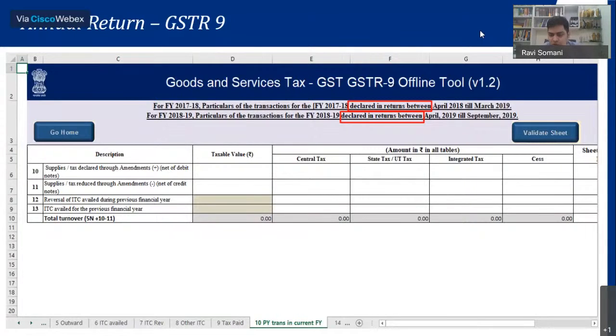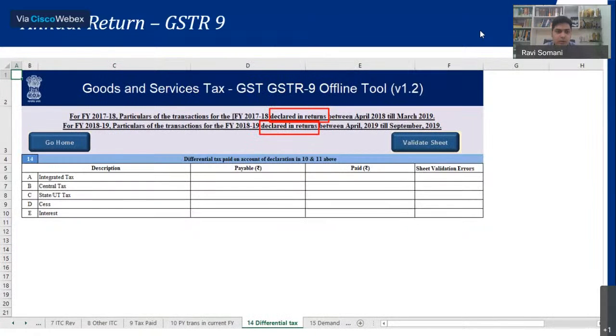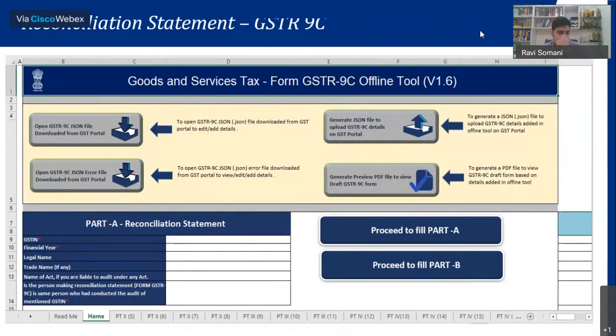We should always go for disclosure rather than non-disclosure wherever there is a doubt. So those details can be disclosed in 10 and 11. I'm not going into the detail of it because in case there are any questions, I will take them. Table 14, again, whatever has been paid in a subsequent financial year needs to be disclosed.